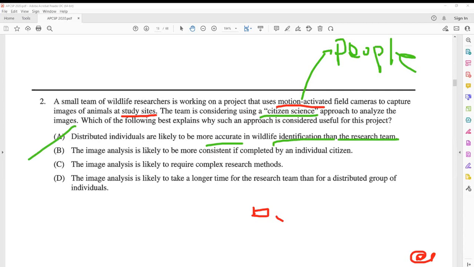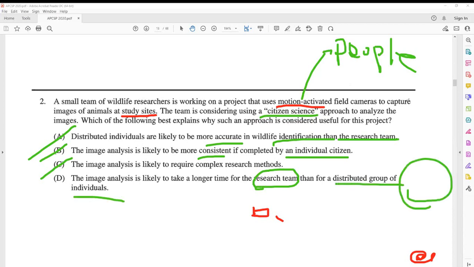The image analysis is likely to be more consistent if completed by individual citizens? No, each one has more variance, so no. The image analysis likely requires more complex research methods? No, normal people don't know about it. The image analysis will likely take longer for the research team than for distributed individuals? Yes. If the research team works on it, it will take longer, but if you have individuals, they can take a lot of samples from many locations, so it will save time.